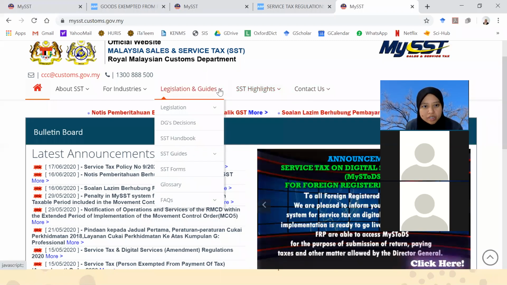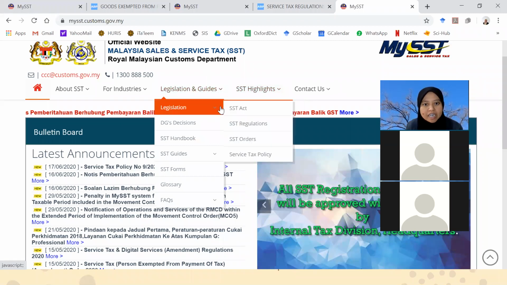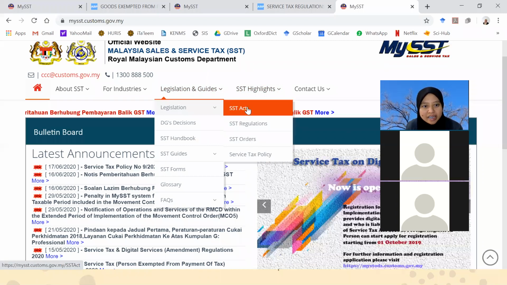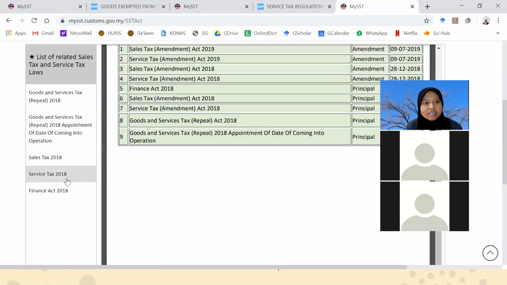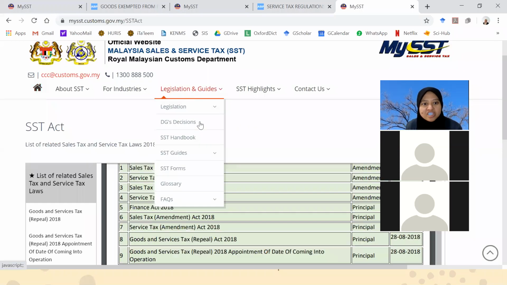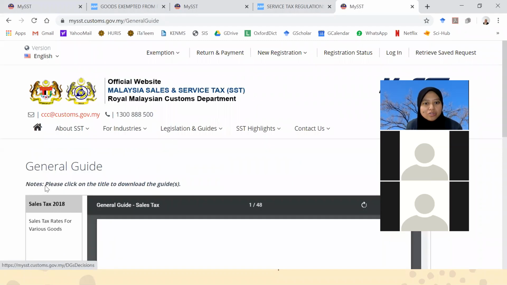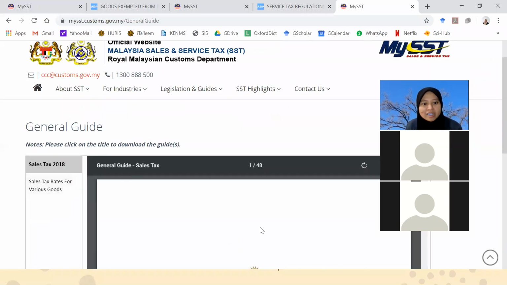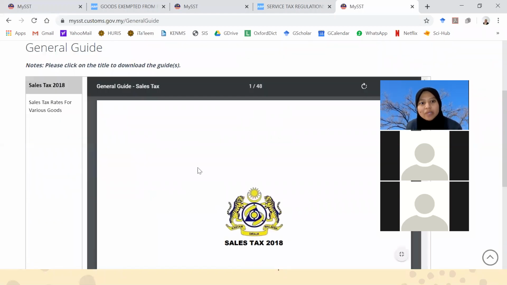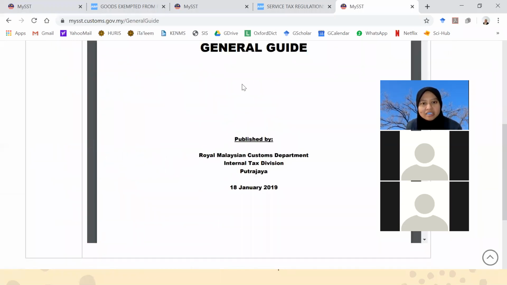All right, so if you look here under legislation, you can get the SST Act in here. You have all the Sales Tax, Service Tax Act in here. Even GST Act is also in here. All the DG decision, the guides, it's the general guides. This is the guide that I told you just now. I don't know why they removed the service tax from here. The sales tax that they have, this is the one that I put in the Google Drive just now. You can see sales tax is at 18 January 2019.